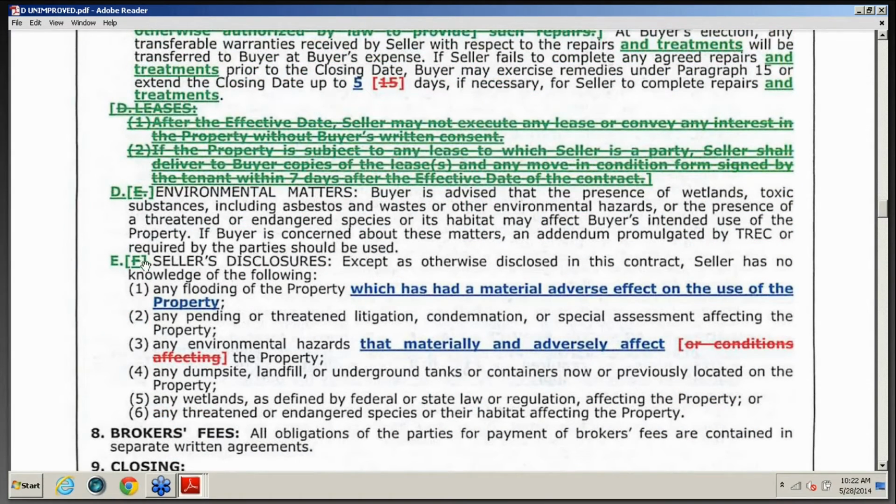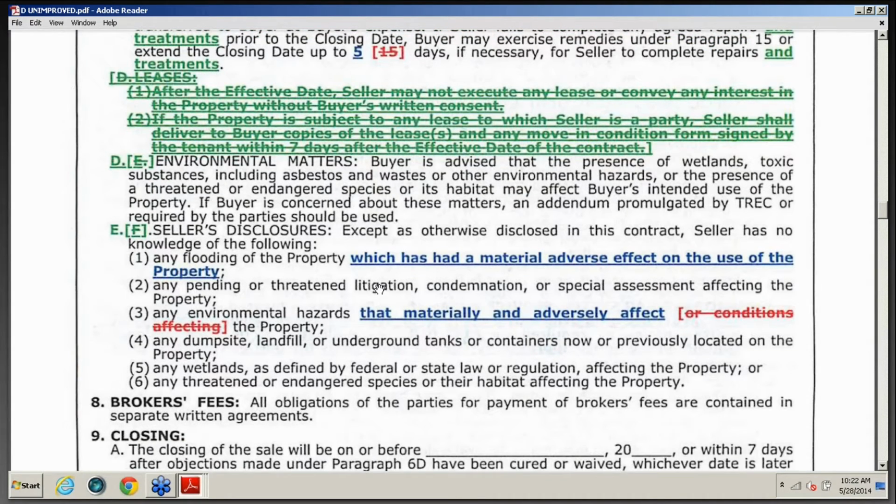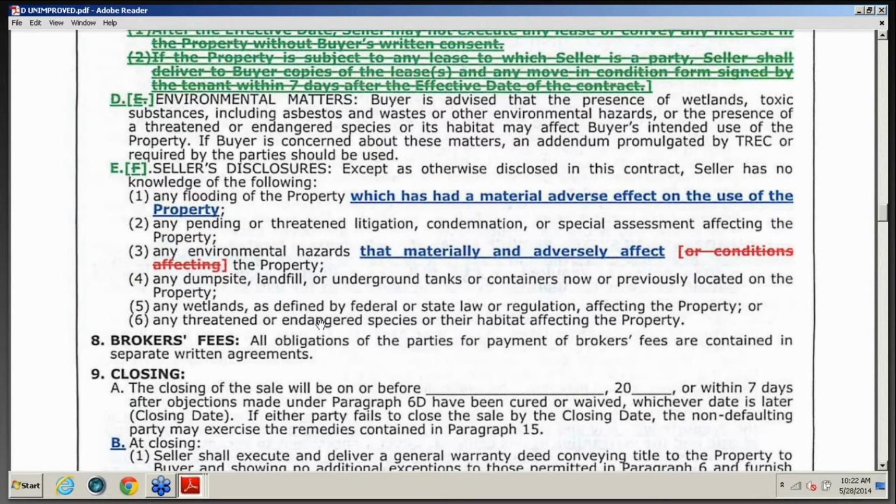You also have the same verbiage in the seller disclosure because there really isn't anything on raw land to disclose other than any flooding which has had a material adverse effect on the use of the property. So they added that verbiage. Any threatened or pending litigation, condemnation, or special assessments. Environmental hazards that could materially and adversely affect the property, dump sites, landfills, underground tanks or containers, wetlands, or any threatened or endangered species. So you're going to have that on there as well.